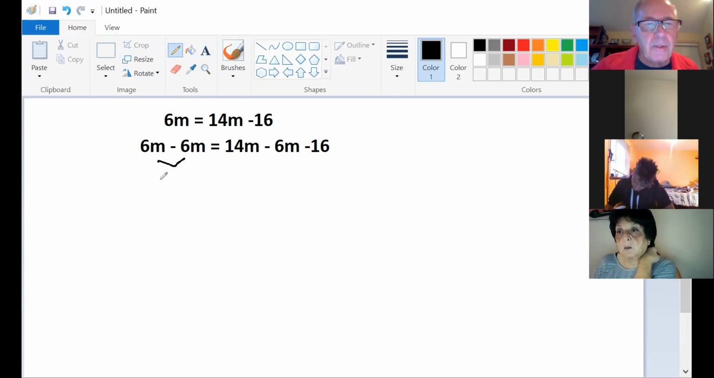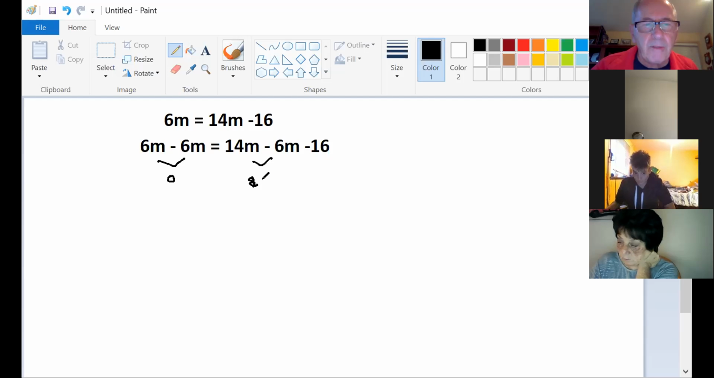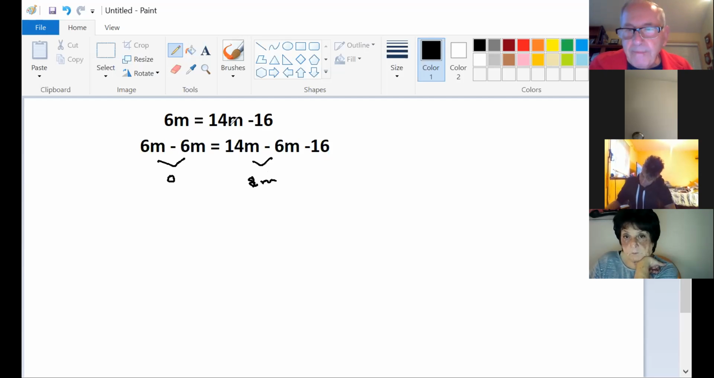So then this becomes 0 on this side, right? And this over here becomes 8m, a positive 8m. That's why I took away. I could have subtracted 14m from both sides, and I would end up with a negative 8m over here. But I just chose to do it this way, so I end up with a positive variable. Okay, so now it looks like this.